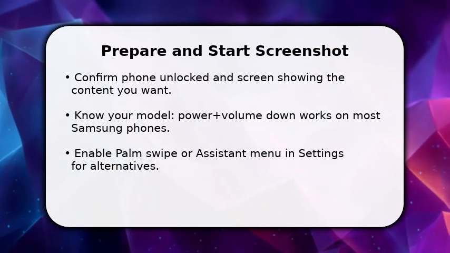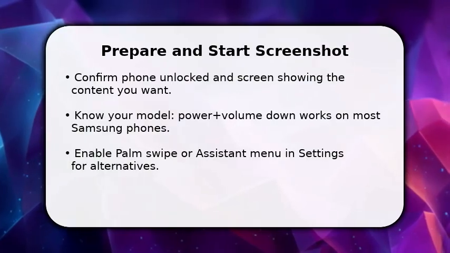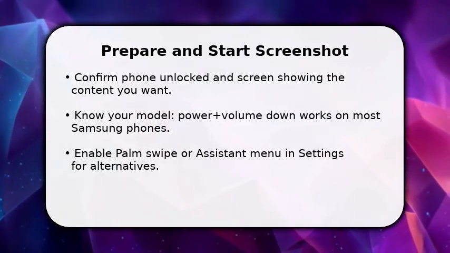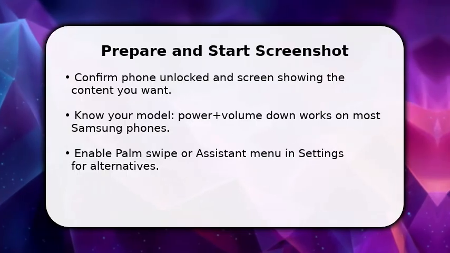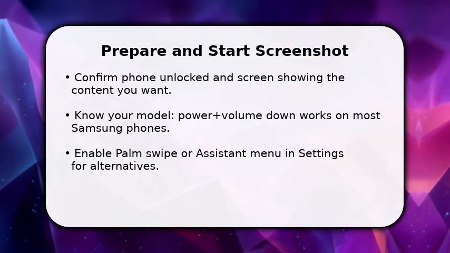You'll begin by getting your phone ready and positioning the content you want to capture. First, make sure the screen is unlocked and the app or page is visible. This prevents blurred or incomplete captures.